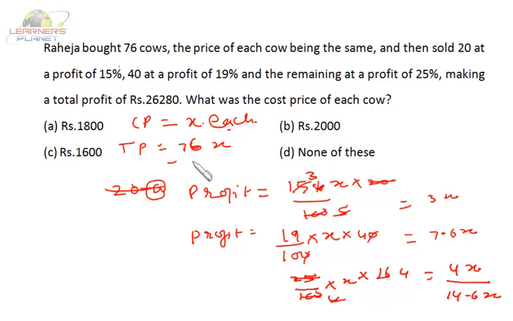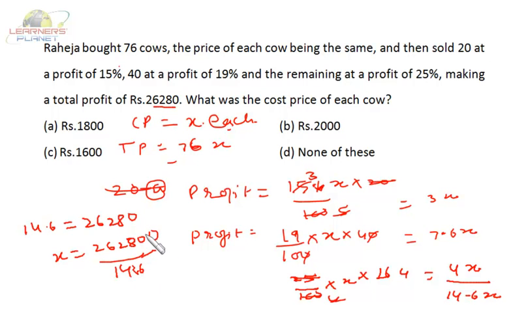Now total price is 76X and total profit is 14.6X. Now actually 14.6X is this data. So 14.6X is equal to 26280. That means X is equal to 26280 by 14.6, which we can calculate.